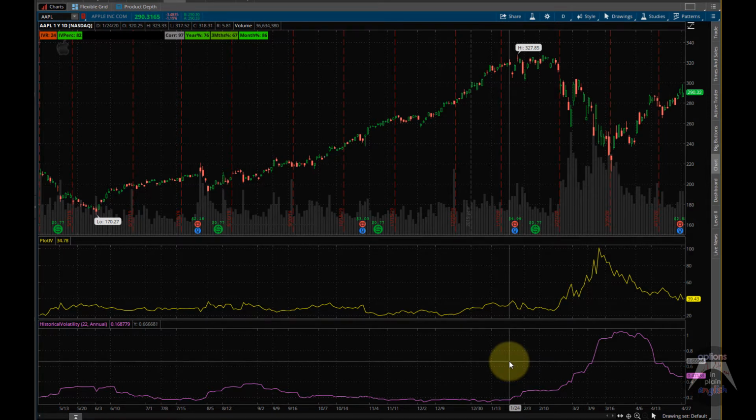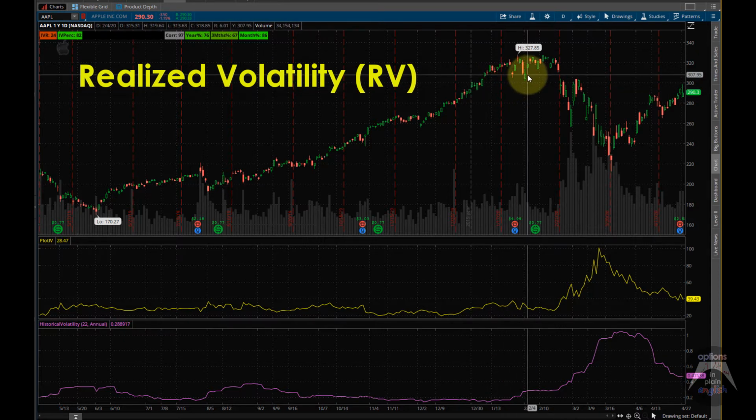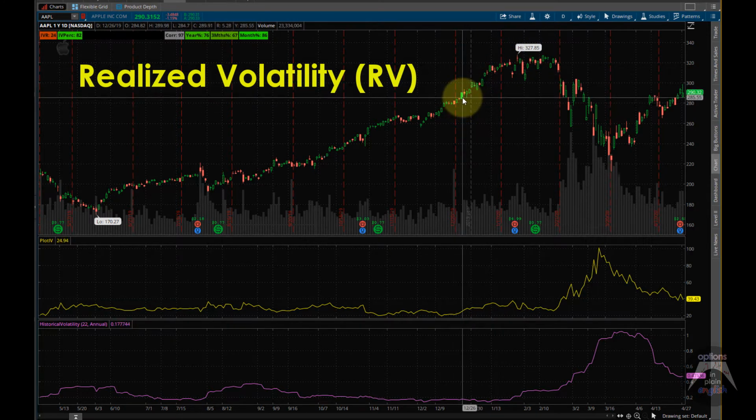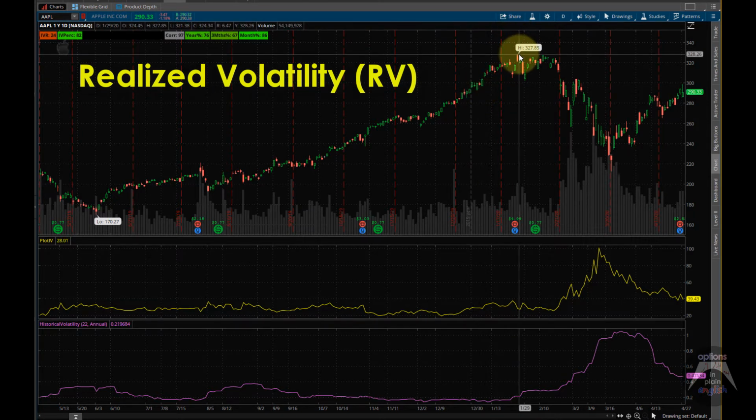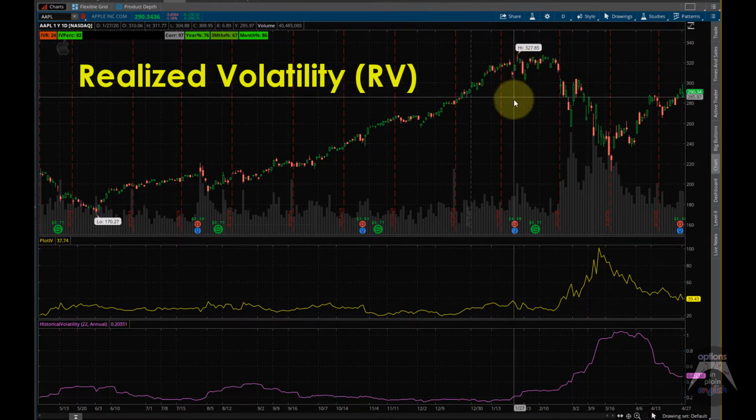The second one is going to be realized volatility. Realized volatility is something that's very similar to historical volatility. It's calculated from stock prices, from the fluctuations in stock price. You get the variance, and then you get the volatility. It's a measure of fluctuations in stock price, no options at all.